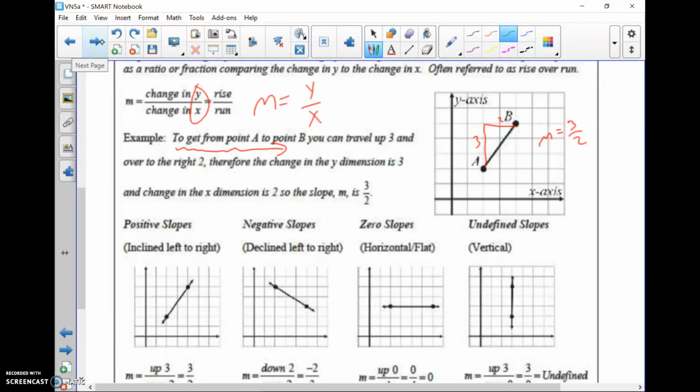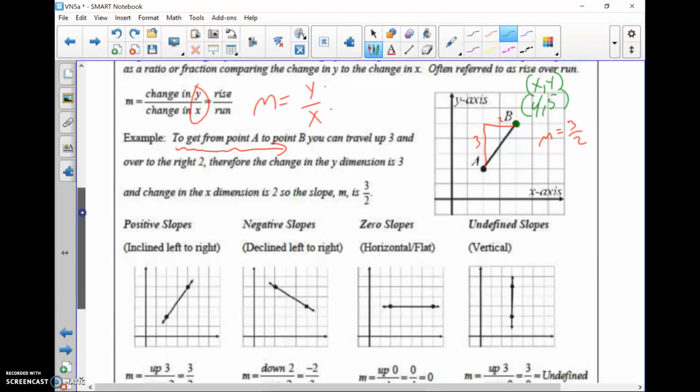The confusing part is if I'm going to state a coordinate, like point B is the coordinate 4 comma 5. Notice that x is first, y is second. But when we're doing slope, we tend to think of y first, x second, because we do top first, bottom second. So you have to be able to shift back and forth: when I'm stating coordinates, it's x comma y, but when I'm talking about slope, it's y over x.